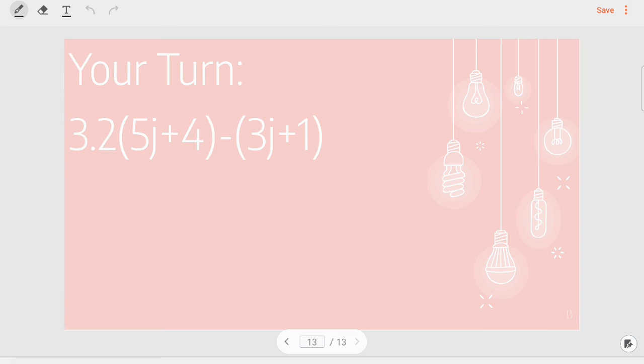All right, finally, your turn. Go ahead, try this problem on your own. If you get stuck, remember that when there's a minus sign, there should be a 1 right there in front of the parentheses. So -1. Go ahead and pause the video and press play when you're ready to check your answer.